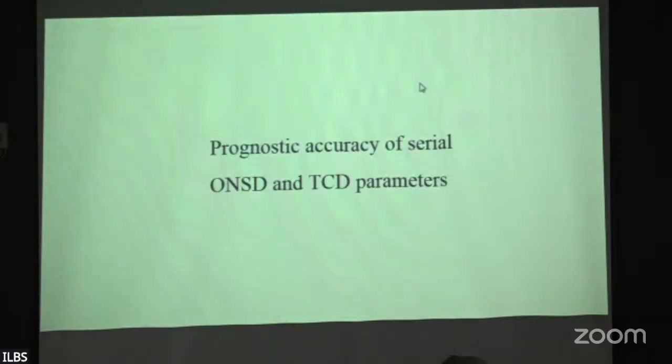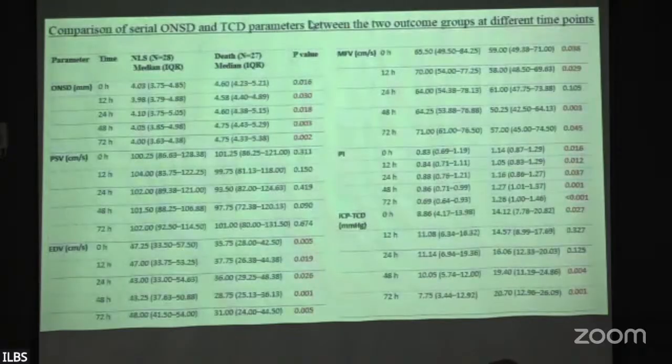The primary objective was to determine the prognostic accuracy of the serial ONSD and TCD parameters. So this is an extensive slide where we compared the serial ONSD and TCD parameters at different time points between two outcome groups. The first outcome group was survival, and the other was the death group. We have excluded the patients who underwent liver transplant. What we can see from here is that the patients who didn't survive had an elevated ONSD from baseline, and the difference between the survivor and non-survivor groups increased over the subsequent hours.